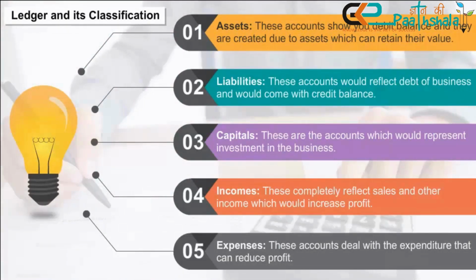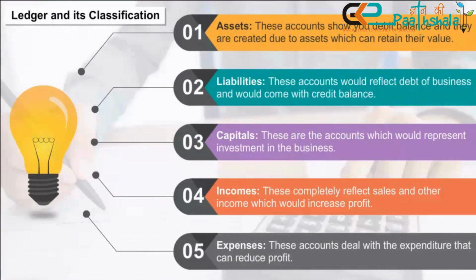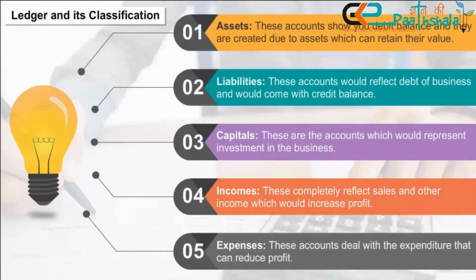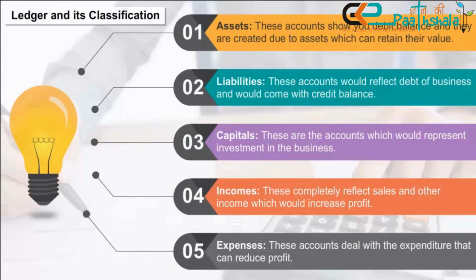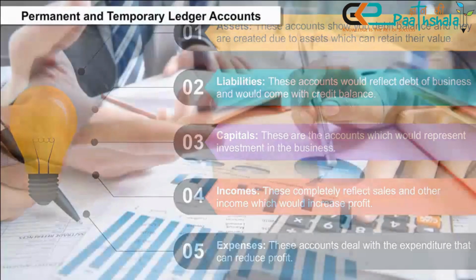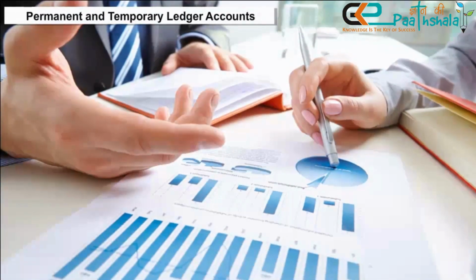5. Expenses. These accounts deal with expenditure that can reduce profit. They will show a debit balance and are debited to the profit and loss account. Permanent and temporary ledger accounts.